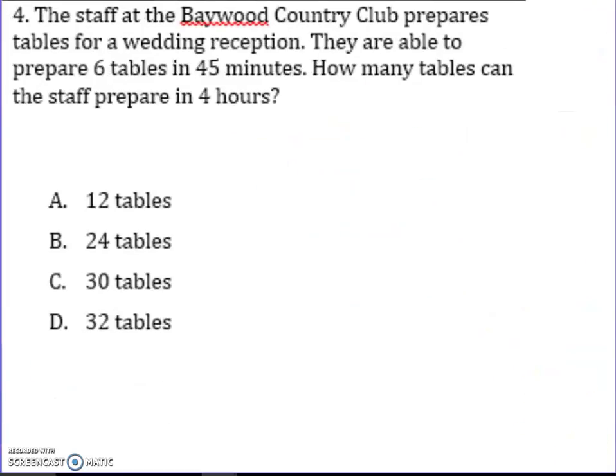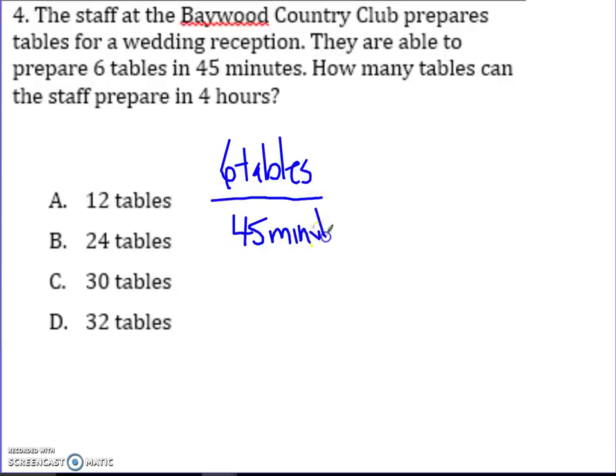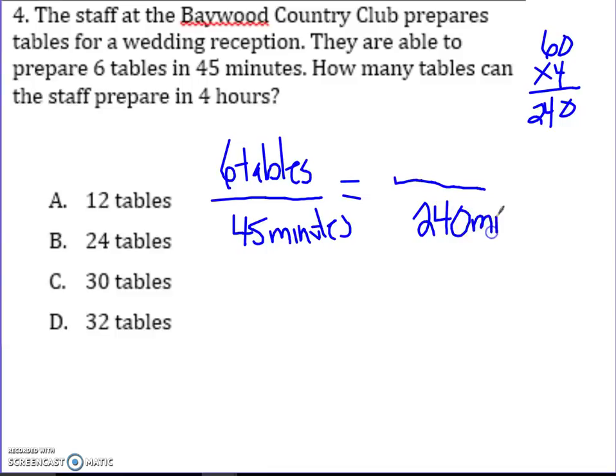It says the staff at Baywood Country Club prepares tables for a wedding reception. They are able to prepare 6 tables in 45 minutes. How many tables can the staff prepare in 4 hours? We are just going to set up a proportion. So we're going to have 6 tables over 45 minutes. And we have to figure out how many minutes are in 4 hours. So there's 60 minutes in an hour. So 60 times 4 is 240. So we have 240 minutes.